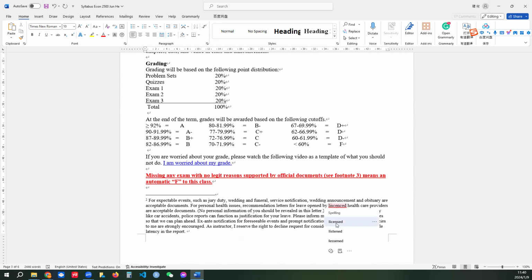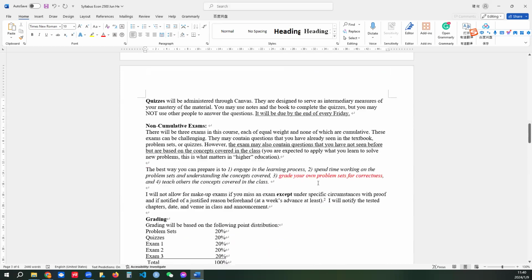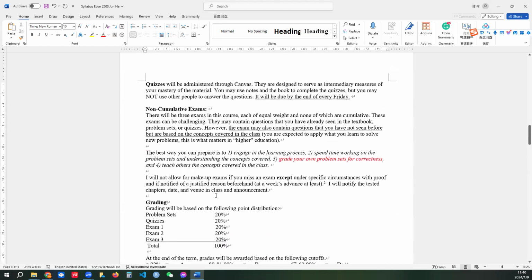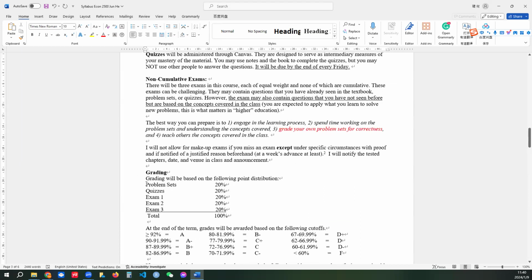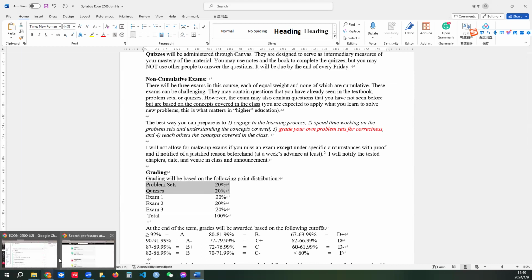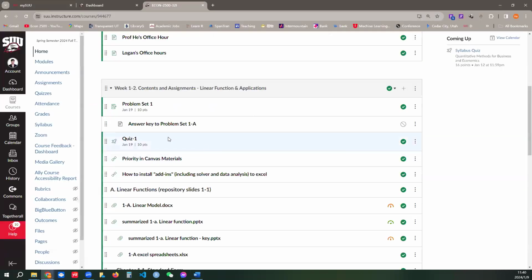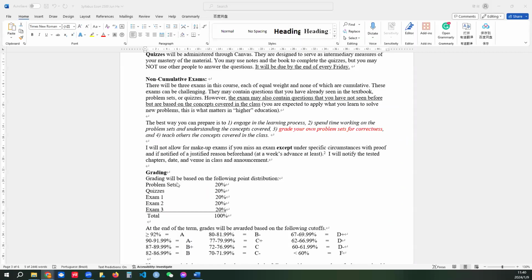And then let's talk about some rules of this class. Here is the grading mechanism. We have problem sets, and we have quizzes, which will appear at the top of every unit, every 2-week unit. And I'd like to talk more about them.